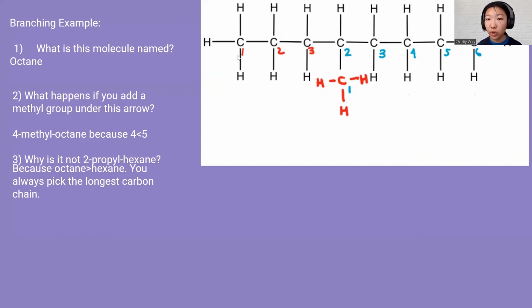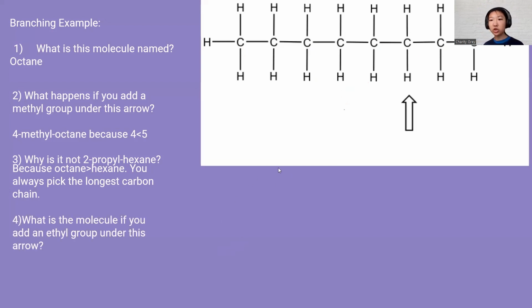And then for the numbering of the carbon chain, we want to pick the smallest numbering for the branches. Longest carbon chain, smallest number, and the side that you number is, you want to number it from the side that will give your branches the smallest number.